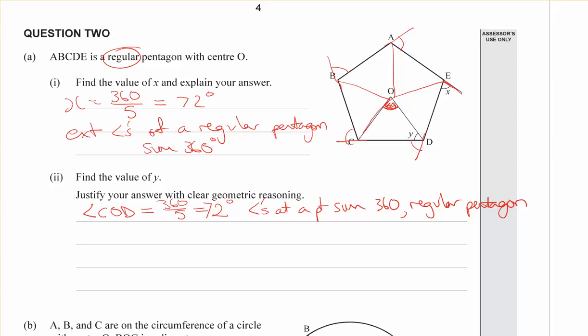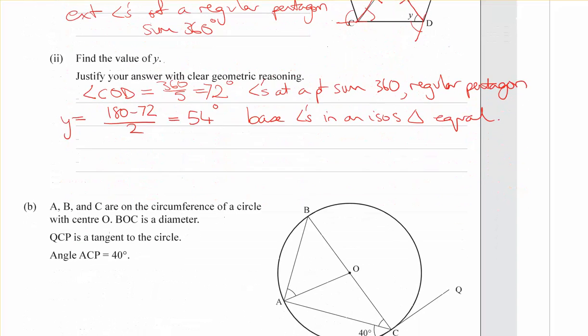Right, and now because it's regular, those two lengths will be the same, so I actually have an isosceles triangle. So to work out y, it'll be 180 minus 72. We need to halve that, which gives us 54 degrees, and that's because base angles in an isosceles triangle are equal.